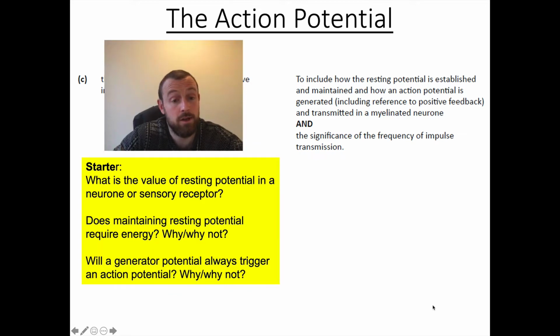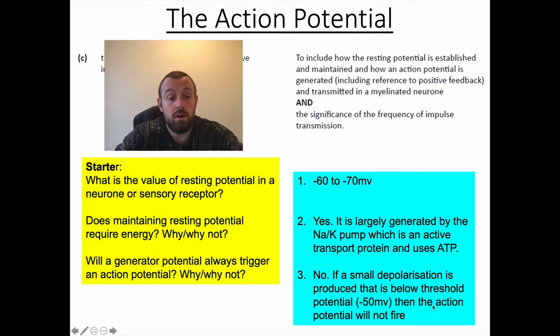Okay, so let's look at the answers. It's about minus 60 to minus 70 millivolts, very important to say the minus. Now in your textbook it says minus 60, but in other resources it's minus 70, and actually I think it does depend on the neuron, but if you have to pick a value, let's say minus 60, because that's what your textbook says. So maintaining resting potential does require energy.